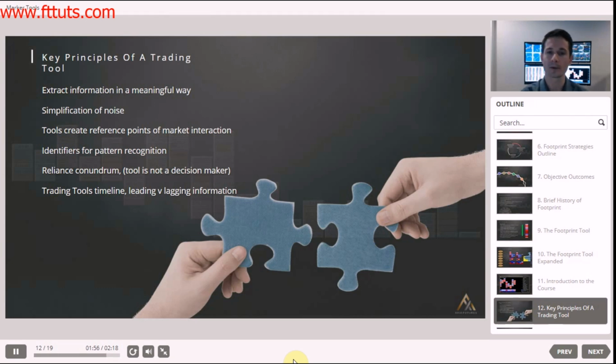Now, what we're going to talk about over the next couple of slides is we're really going to drill down into this concept of lagging versus leading information. I'm going to show you across a number of different trading tools how the footprint is effectively very superior in a number of ways relative to some of the traditional tools.